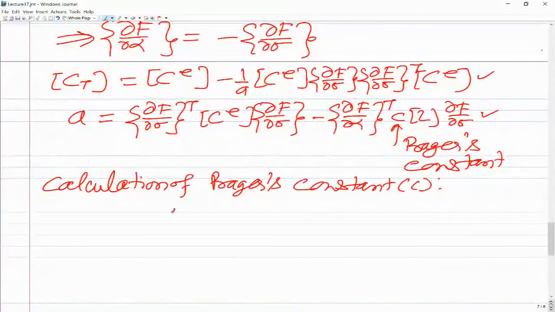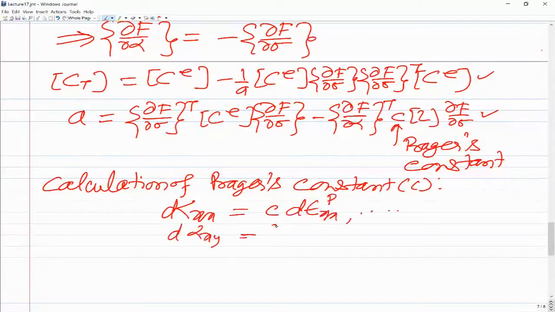We have already seen that in relations like this, d of alpha xx is C times d of epsilon xxp, and so on, the other two components. Similarly, we have said that d of alpha xy is C by 2 into d of gamma xyp, and so on, the other terms. So that is where this is coming from.